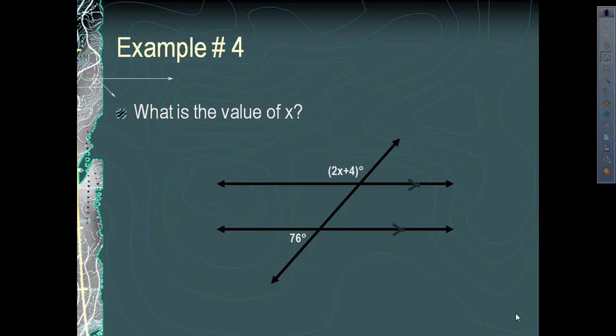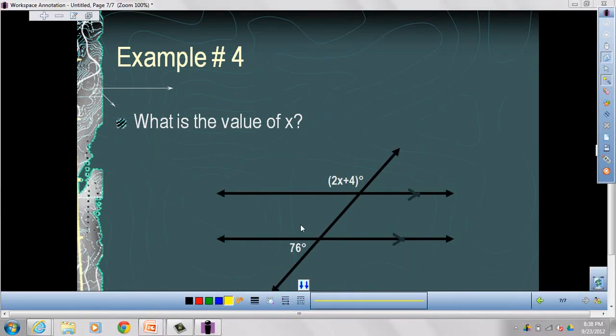Example 4. What is the value of x? Now notice these two angles, we don't have a name for angles that are on the same side and on the exterior. So we're going to have to move some of these. Now if you remember from the last chapter, we know that 76 degrees here will also be 76 degrees here as well, because these are vertical angles.